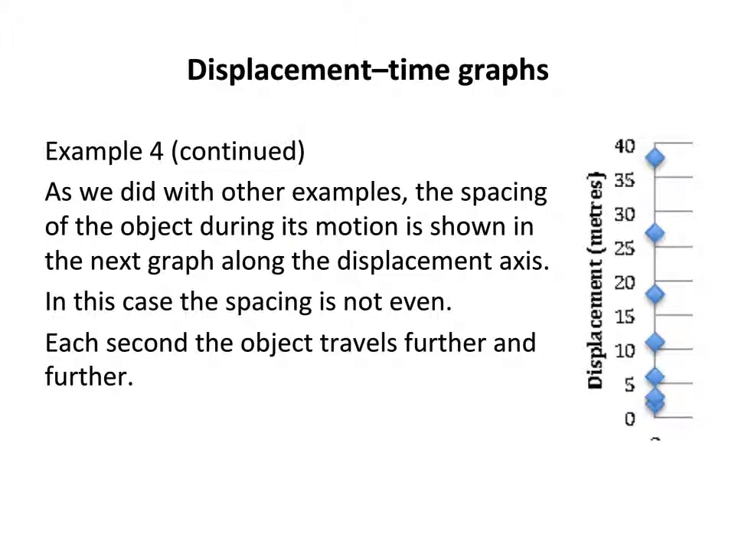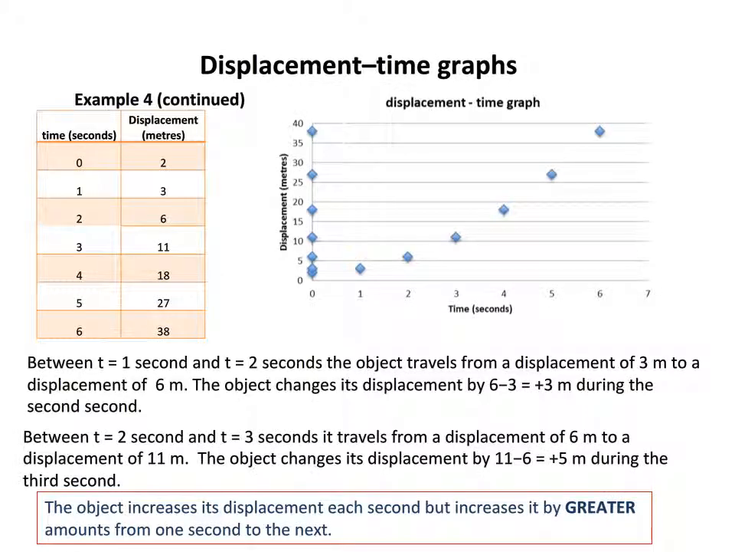To look more closely at the example, we do what we did earlier, which was to put a point along the displacement axis at each point in time to show where the displacement was. And we can see that at each second the object travels further and further. Between 1 and 2 seconds, the object travels from a displacement of 3 meters to 6 meters. So in that interval, the object changes its displacement by 3 meters.